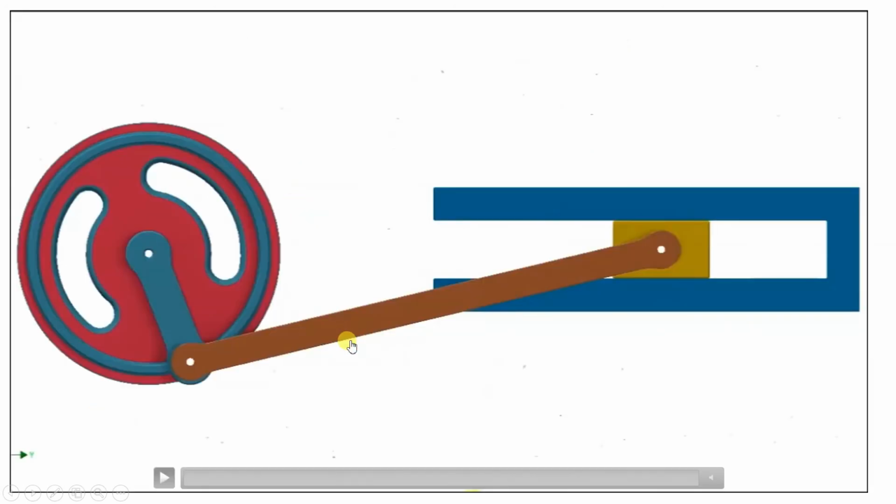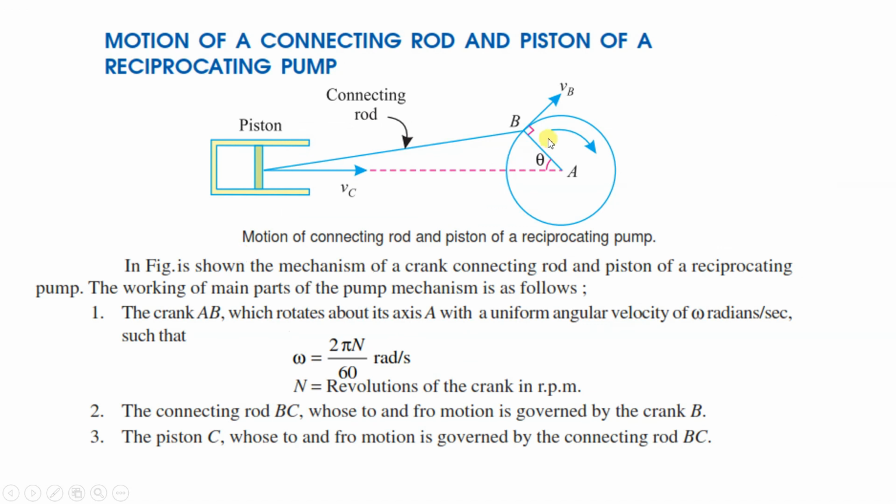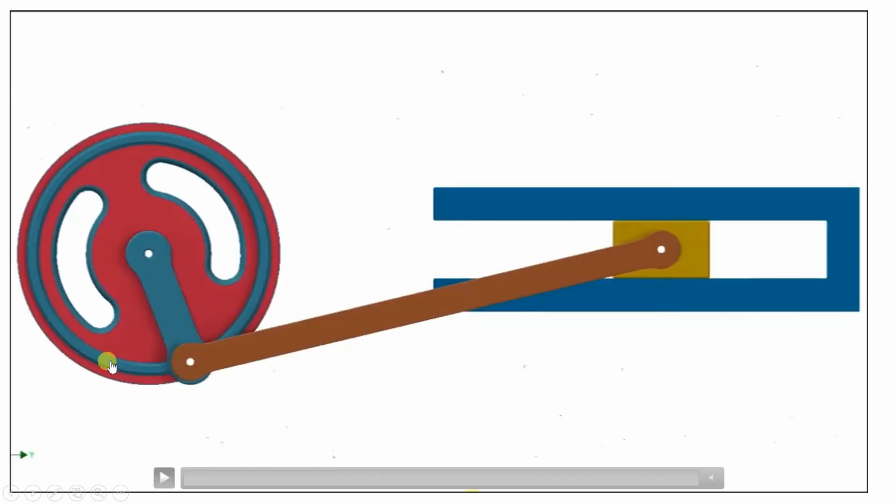So I'll show you the animation. Okay, understand this. Now here the diagram is slightly reversed. Here you have crank, connecting rod and piston. There it is in the opposite way. Okay, here this blue portion is the crank, the center one. This is the connecting rod. This is the slider or piston, and we have the cylinder over here.